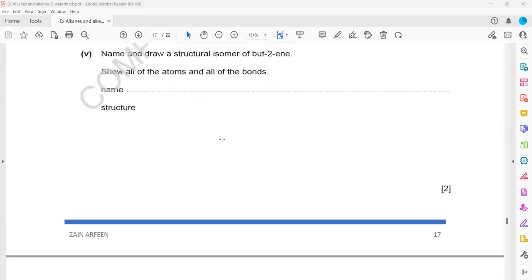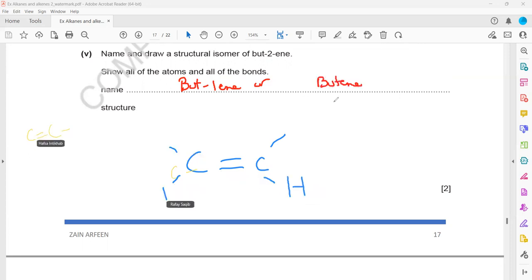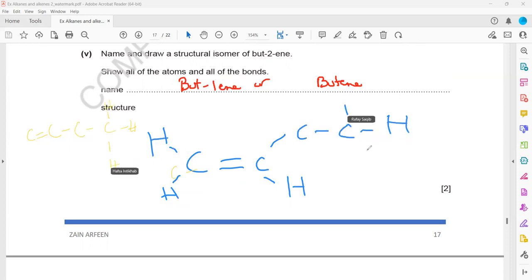Then name and draw the structure of an isomer. So if you want to draw an isomer, what do we see? Butane, we can draw, so draw the structure of butene. It's the same thing. Whenever you draw the structure, show all the bonds and all the atoms.